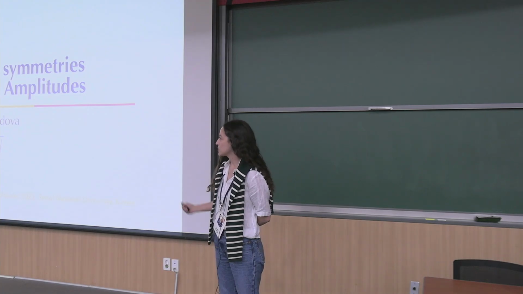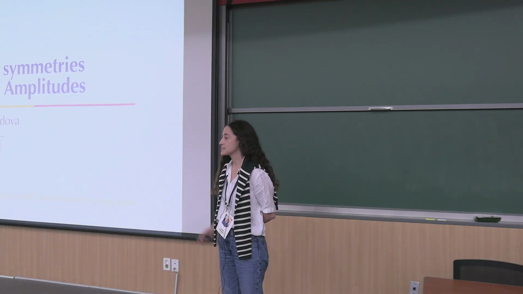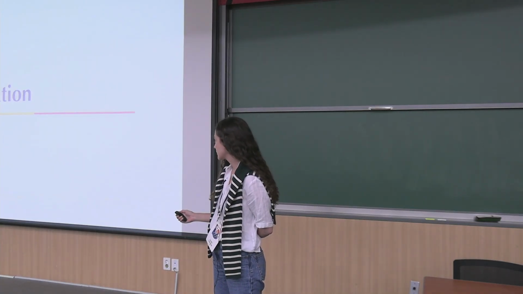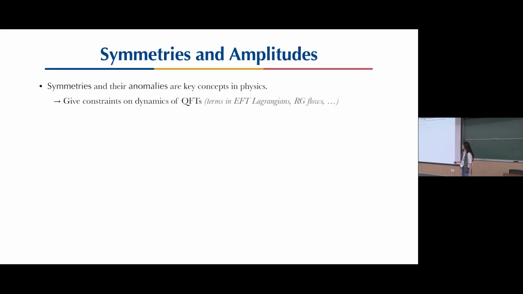So indeed, I'll tell you about some work in which we explore this interplay between non-invertible symmetries and scattering amplitudes. To start with some motivation, I think we all agree in this room that symmetries and their anomalies are key concepts in physics. They give us strong constraints on the dynamics of QFT. So for instance, they tell us which terms we can write down in an effective Lagrangian.